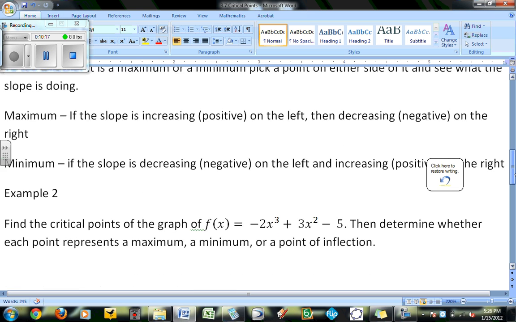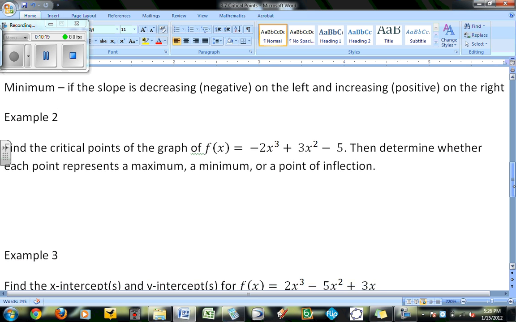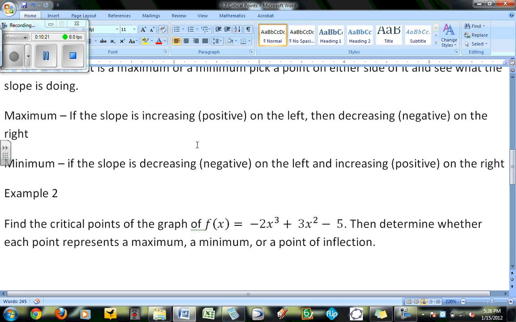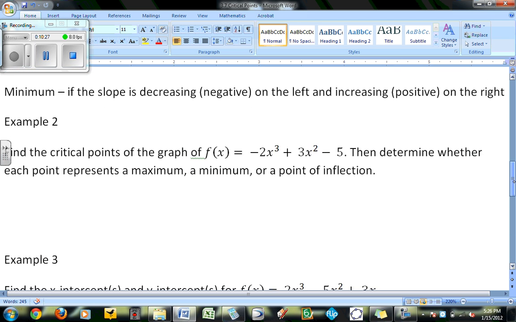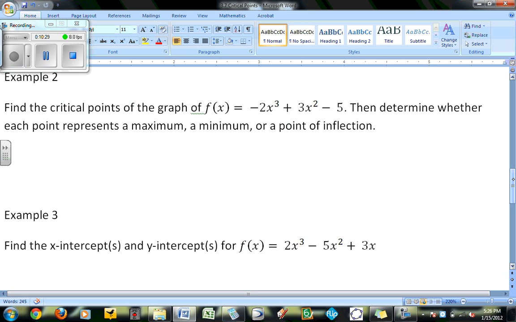All right. So we took a look at that, and we talked about this: a maximum, where the slope is increasing on the left, then decreasing on the right. We talked about that. So example 2 here says find the critical points of the graph f of x equals -2x cubed plus 3x squared minus 5. Then determine whether each point represents a max, minimum, or point of inflection. So let's find all the critical points.